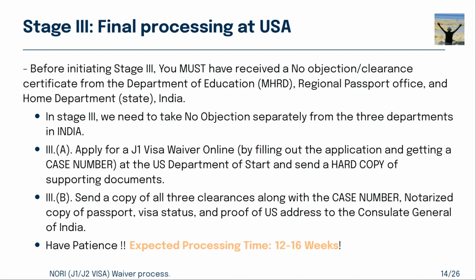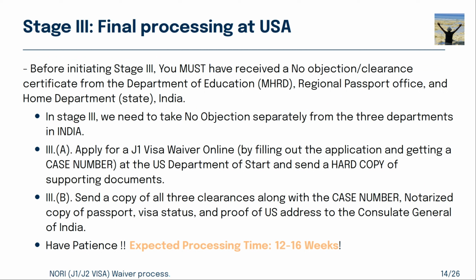So in stage 3, you need not take clearances separately from three departments in India. First, you have to open your Indian consulate in the USA and then apply for the J1 visa waiver online, right? So first you will apply for the J1 visa waiver online by filling in the application and getting a case number. This is the forward and backward process in stage 3.